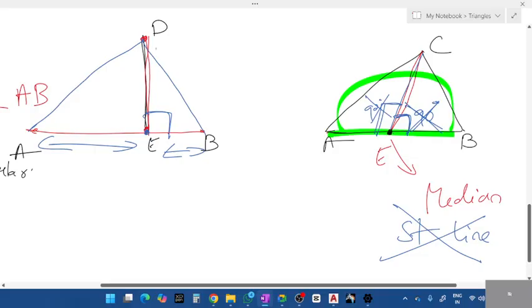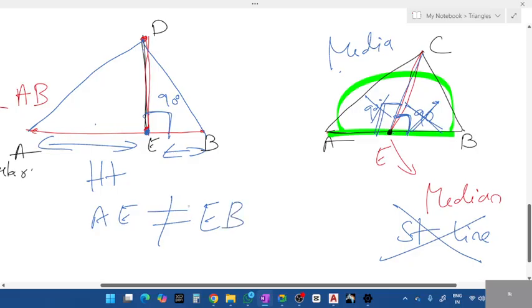But what about DE, students? What about line DE? Is it a straight line or slanting? DE is a straight line. So the difference between median and height is, for a height it is a straight line, and DE will not bisect AB into two equal parts. AE will not be equal to EB, but the line formed will be 90 degrees. For median, the line formed is not 90 degrees, but it will split the base into two parts. This is the difference between height and median.